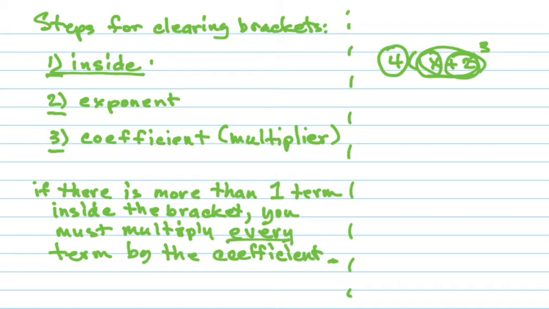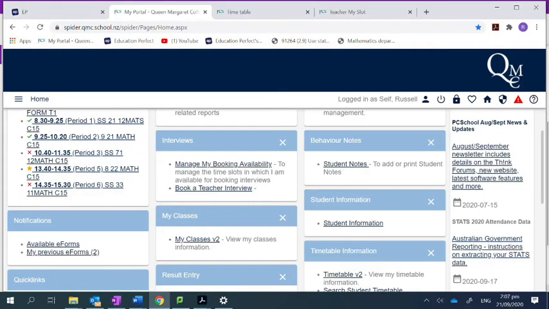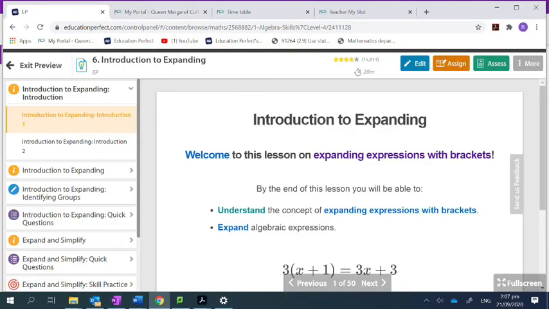Okay, we're going to do lots of examples, so hold on just a second. All right, here we go. We're going to do some examples together, and of course, we're going to be doing some work individually, and I'm going to call on you. You know you love that part. What I want to look at first is we're just going to go to Education Perfect and look at this lesson. This is where your homework is going to come from.